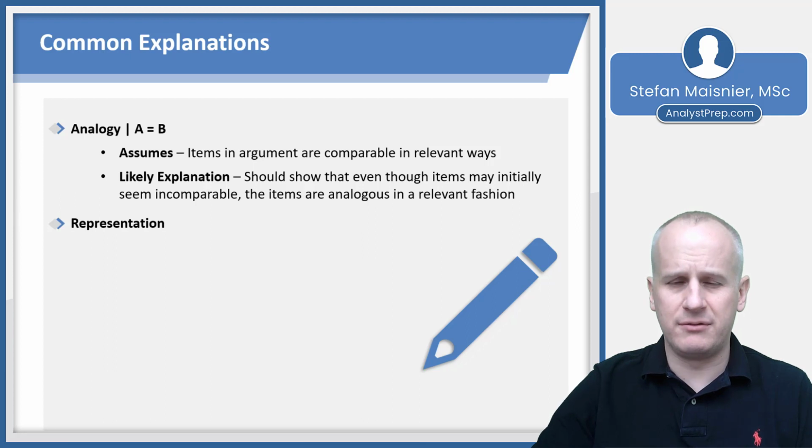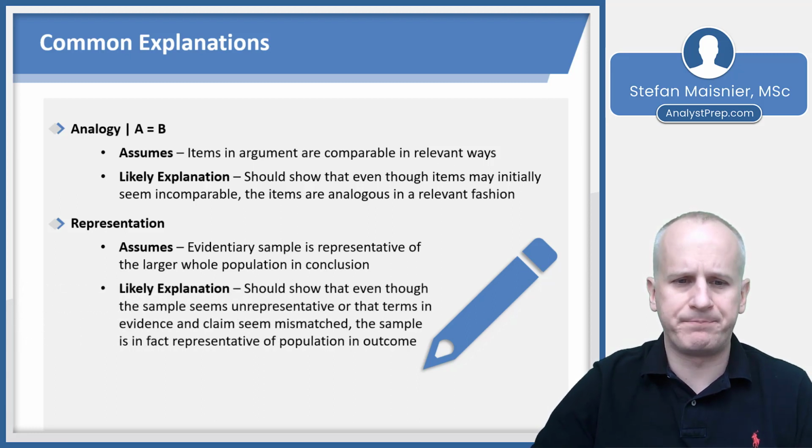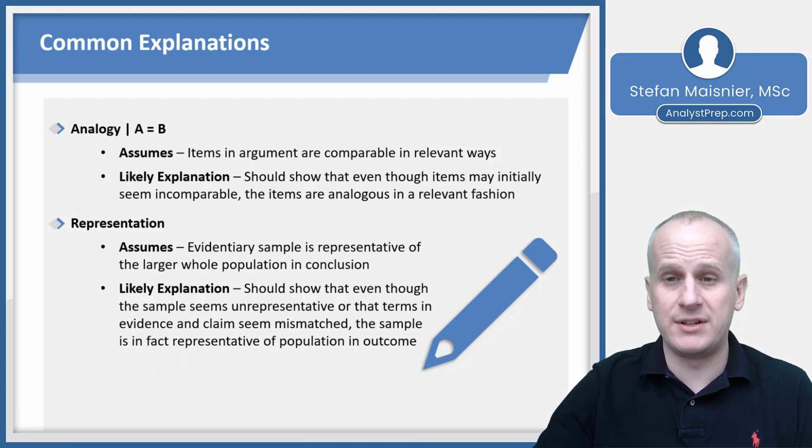For a representation argument, we know that it assumes that the evidentiary sample is representative of the larger whole population in the conclusion or outcome, as it were in this case. So your likely explanation should show that even though the sample seems unrepresentative for some reason, or that the terms in the evidence and the claim or the outcome seem mismatched, the sample is in fact representative of the population that is described in that outcome. So you basically have to say that no, even though it seems counterintuitive, there is a direct reason here.